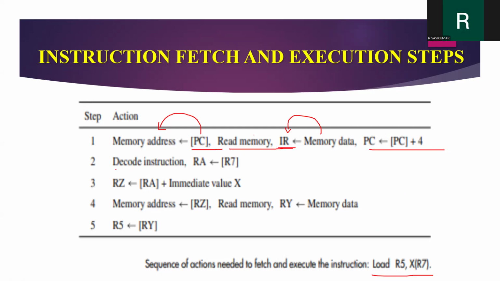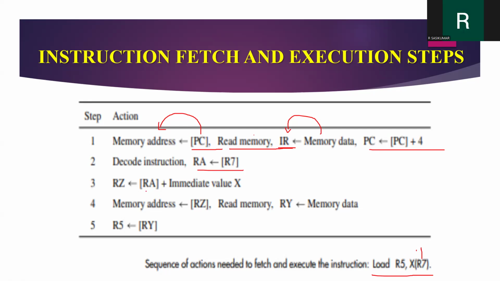Second step, decode instruction. After performing the decoding operations, we need to fetch the data from the memory with the help of MDR, the memory data register. Here, what is our input? R7 is a source register. So the content of R7 will be transferred to register RA, but the actual data is not available directly. So we have to add the offset value. Once the content of R7 is added with the offset value, then only we will get the original data.